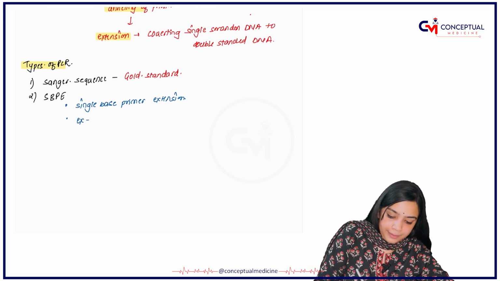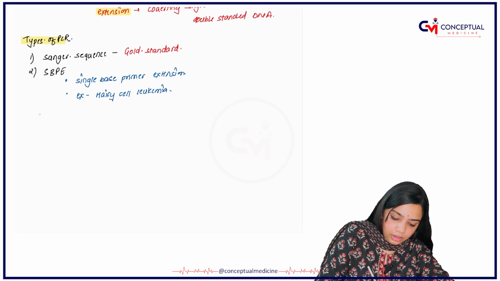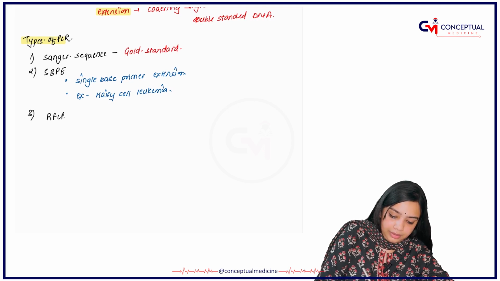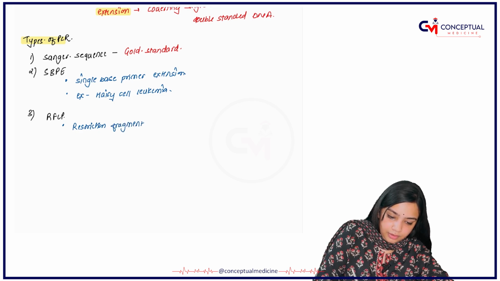And the example is hairy cell leukemia. Third that you have is the RFLP. What does RFLP mean? RFLP means restriction fragment length polymorphism.